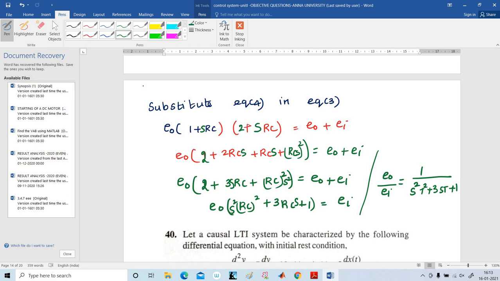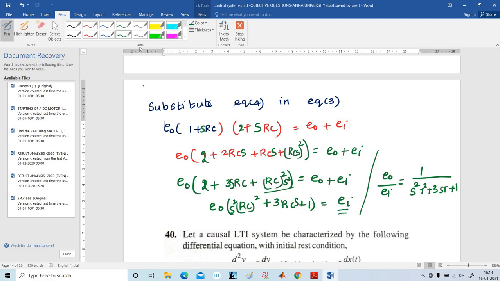plus EI. Now I am going to expand this: E naught of 2 plus 2 RCS plus RCS plus RCS the whole square, that is equal to E naught plus EI. Then E naught of 2 plus 3s RC plus RC the whole square and S square equal to E naught plus EI. Now E naught comes to this side, that is the LHS. So E naught of S square into RC square, you have to write it first, and second you have to write 3s RC plus 2 minus 1, so plus 1, that is equal to EI.